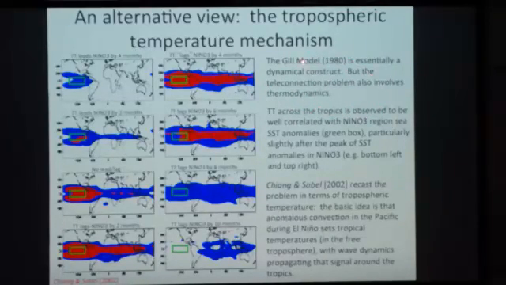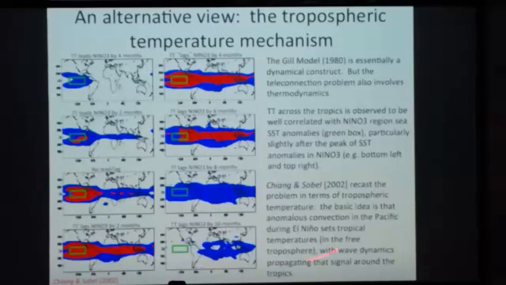So intimately, the teleconnection is also a problem of thermodynamics. The Gill model emphasizes the dynamics. The teleconnection also involves dynamics. Now, it turns out, separating dynamics and thermodynamics in the tropics is maybe not that straightforward. We tend to see them tightly coupled. But the idea behind this Chang and Sobel 2002 paper was really to look at things from the thermodynamic side, which hadn't really been done before.